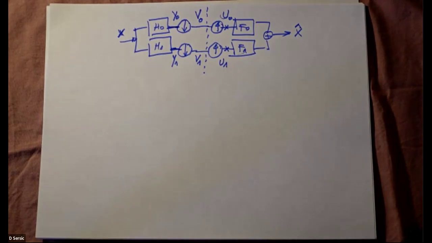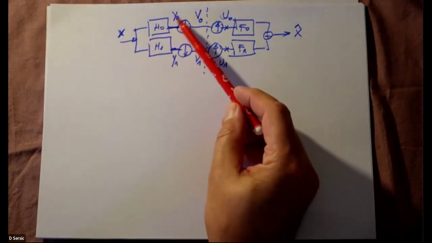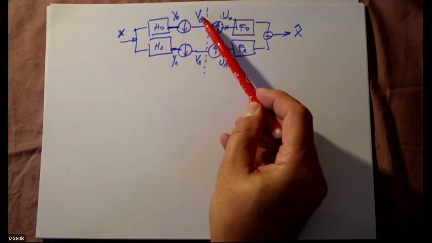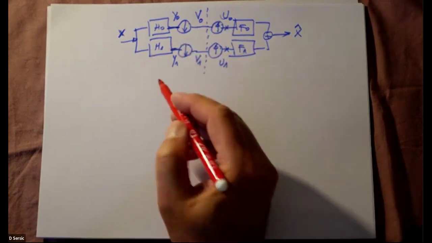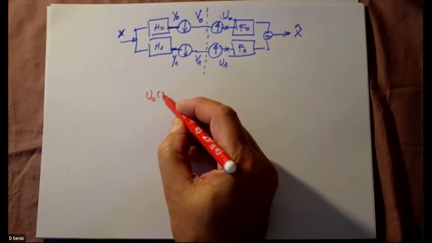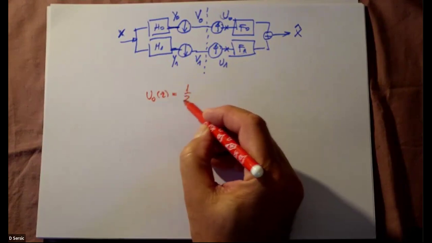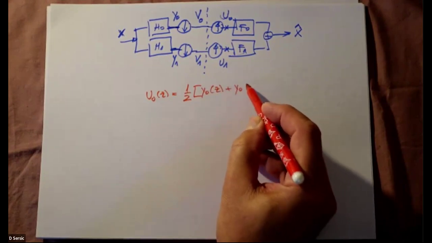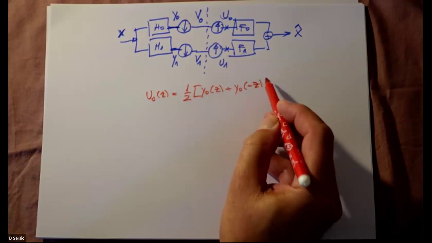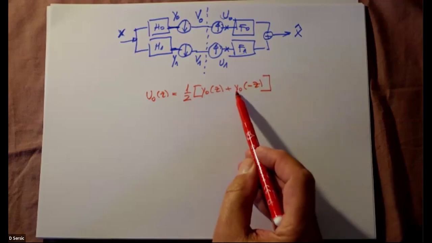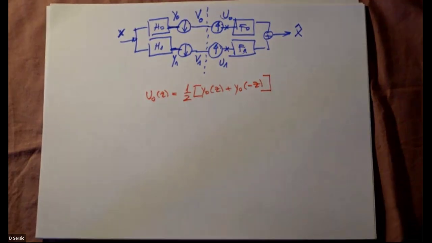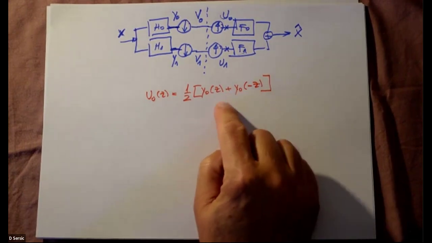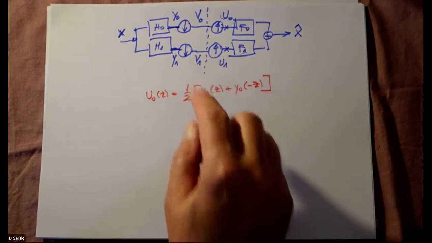So what happens to something that goes through the decimator? Weird things, but U0 was 1/2 of the Y0 plus something like this: Y0 of minus Z. And this is our final result.